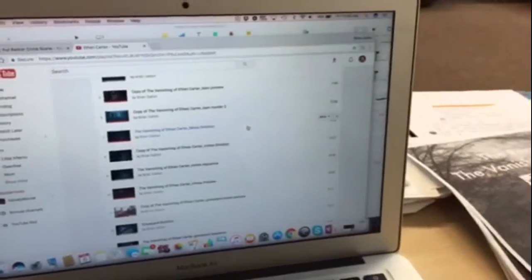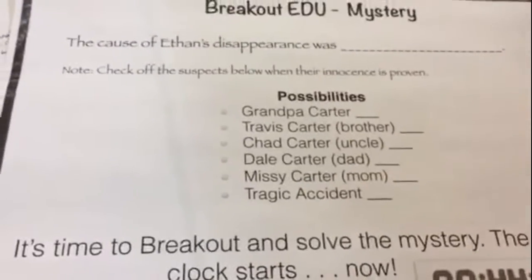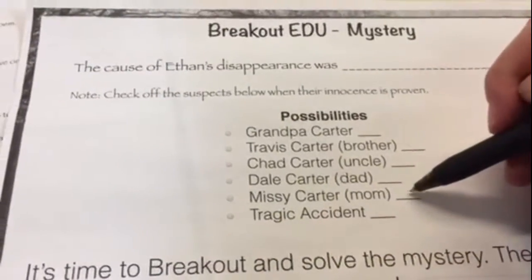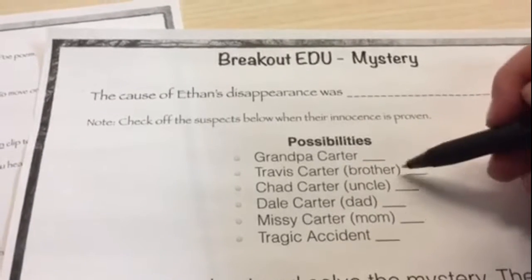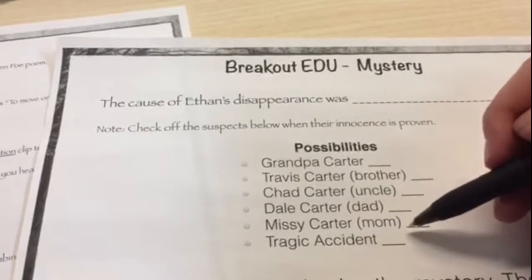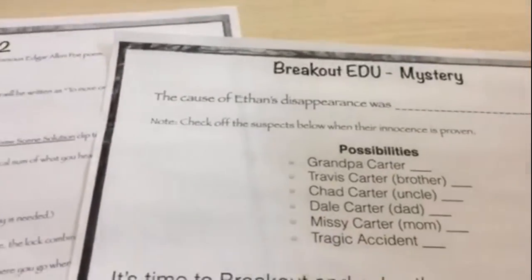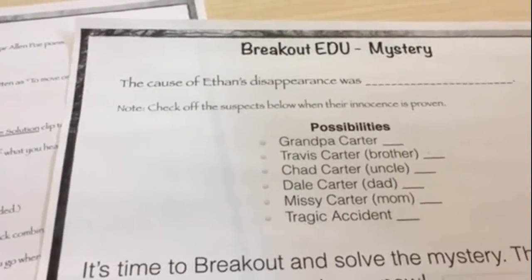And when they've watched the mines video from that little clue sheet, they're going to be able to narrow it down that it's certainly not Mom either. Mom is not responsible for the disappearance of Ethan. Okay, so we've got Travis out of the way, Chad out of the way, and Missy out of the way. Now the kids are ready to move on to the final phase.